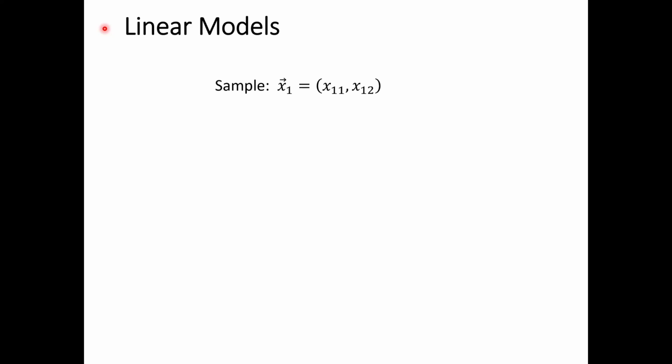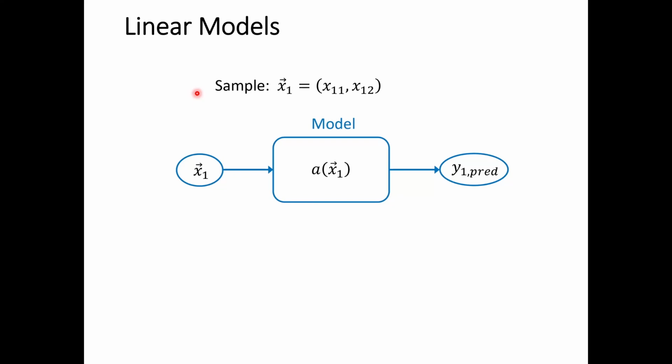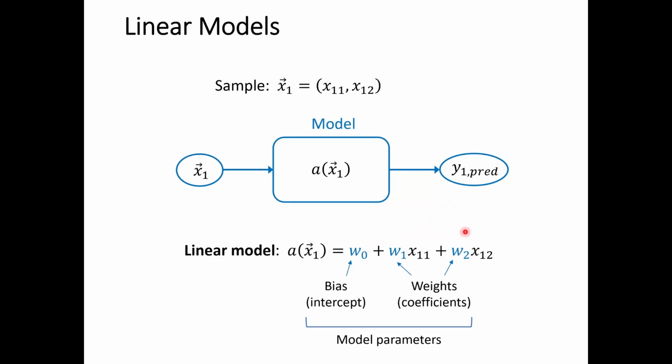One of the most commonly used types of models for solving regression problems is the linear model. Let's take a look at what that means. Suppose we have a sample x vector sub 1 equals x sub 11, x sub 12. As we've already seen, the model should take x vector sub 1 and predict y sub 1 pred. A linear model has the following form. It is the sum of all features x, each multiplied by its corresponding weight w, plus a special term called the bias or intercept. Weights and the bias are model parameters. If we know the weights and the bias, then we know everything about our linear model. The model learns its parameters during the training process.